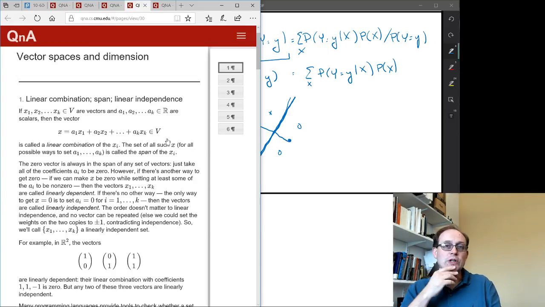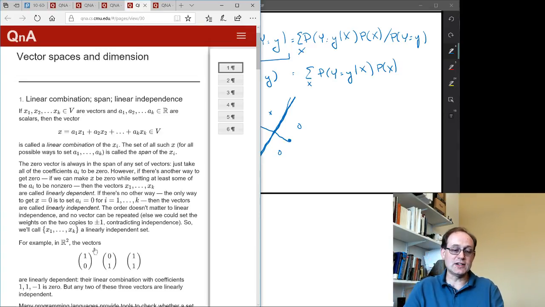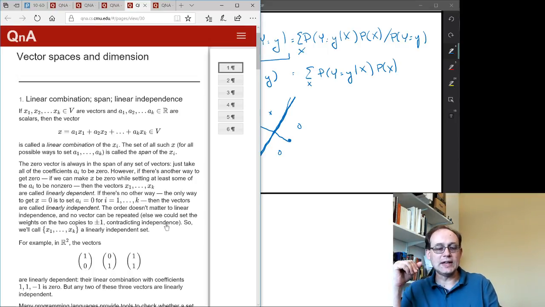That might not be the only way to get 0 as part of the span, and that's an interesting distinction. For some sets of vectors, that is the only way to get 0, and for other sets of vectors, it's not. For example, in R2, take these three vectors: (1, 0), (0, 1), and (1, 1). You can get 0 by adding this one plus this one and subtracting that one. Whereas if you just take the first two vectors, there's no way to get 0 other than to set the coefficients of both of them to 0.